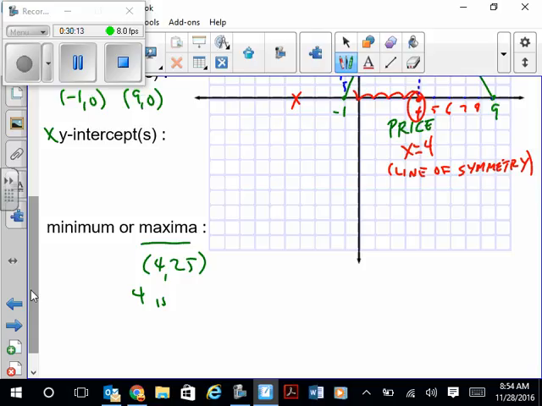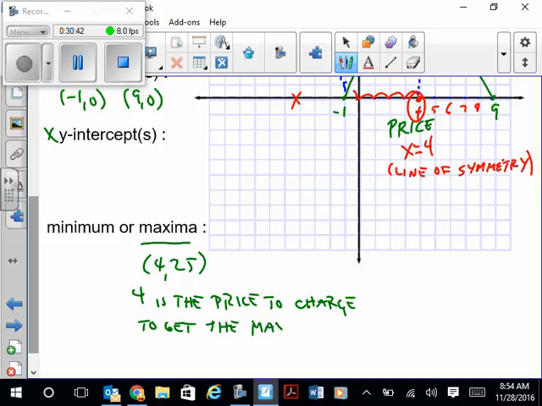X-intercepts. What does the X-intercept represent? The price being charged. It's the price, but what happens at this price and at this price? The lowest price that they charge has zero profit, and the highest price that they charge will give them zero profit. So I would say it this way: it's the two prices that you can charge that will get you a zero profit.